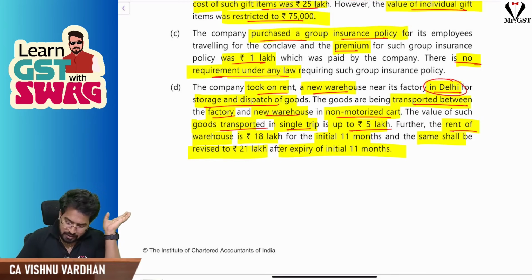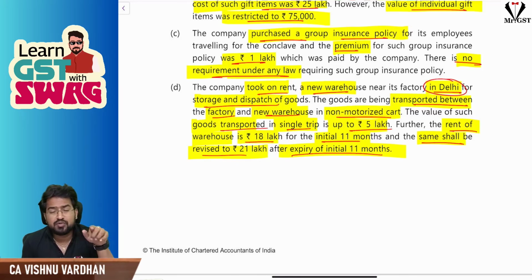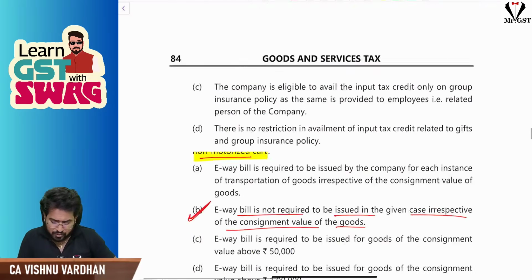The rent they gave is 18 lakhs for the first 11 months, and the same shall be increased to 21 lakhs after the expiry of 11 months. Here the question is regarding the warehouse. They want to see whether separate GST registration is required or not. This fellow is already registered in Delhi and the warehouse is also being set up in Delhi, so there is no need to take separate registration.